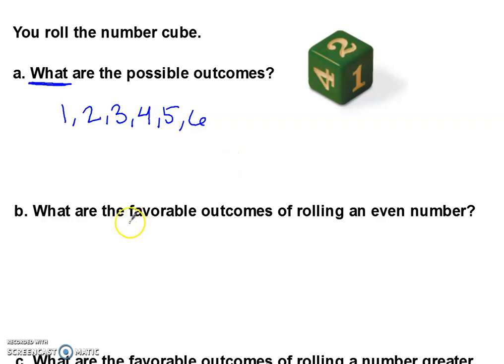What are the favorable outcomes of rolling an even number? Favorable means I got what I wanted. I want an even number. So what are the even outcomes? 2, 4, and 6.